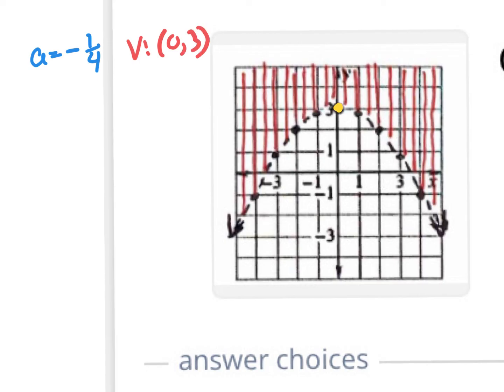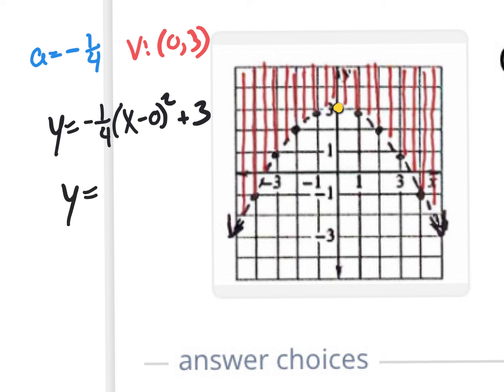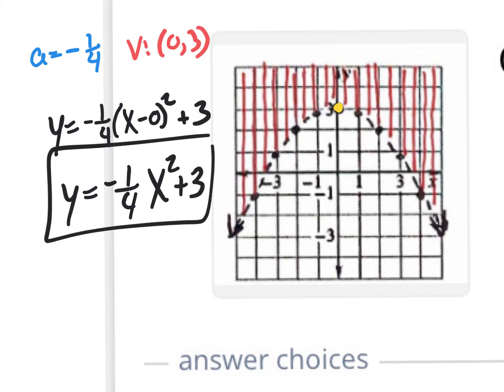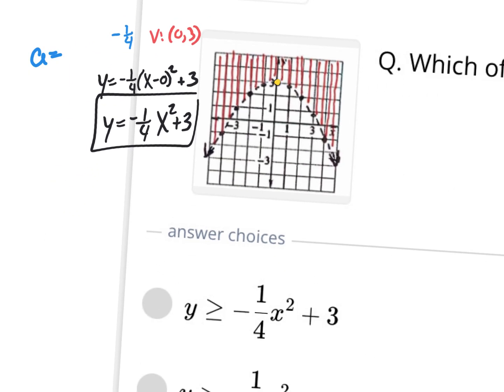So of course, when we write our vertex form equation, y equals a, which is negative 1/4, open parentheses, x minus h. So the minus h is going to be a minus 0, but you don't need a minus 0 in there. And then plus k plus 3. Now, since you don't need a minus 0, you don't even need the parentheses, right? It's pointless to have parentheses x squared on the outside. You could just write x squared. So let's make this look nicer. Y equals negative 1/4 x squared plus 3. There's your vertex form equation.